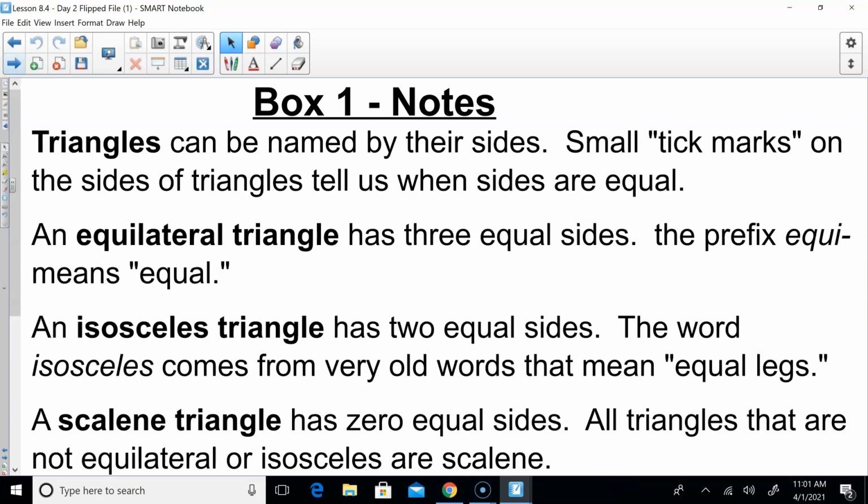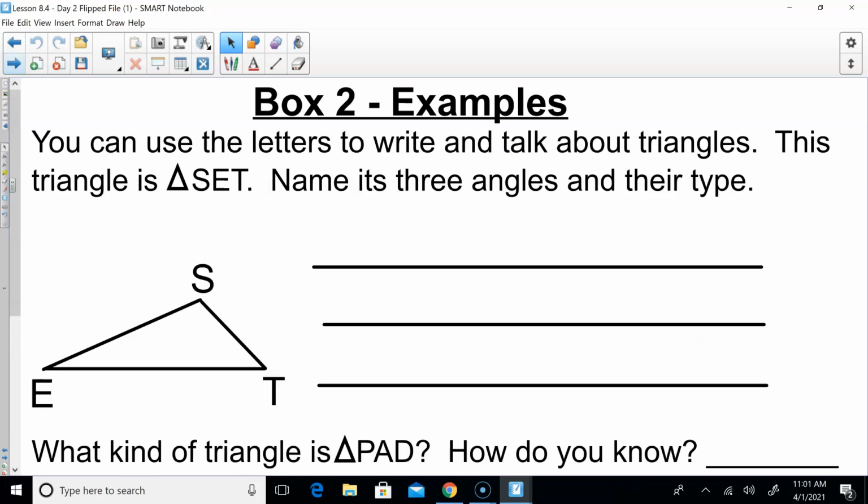Also, our triangles can be based on their sides. We have equilateral with 3 equal sides, isosceles with 2 equal sides, or a scalene triangle that has 0 equal sides. So right now we're going to use the letters to write and talk about triangles. This triangle is SET, S-E-T. Can we name its 3 angles and their types? What kind of triangle is it?